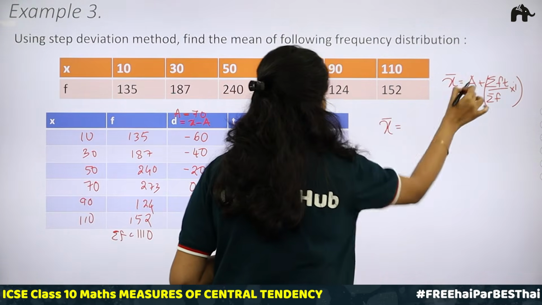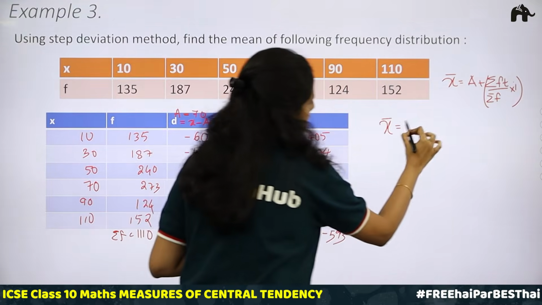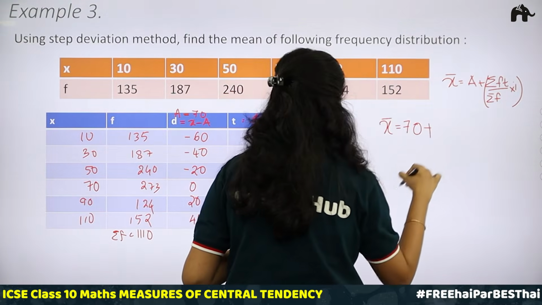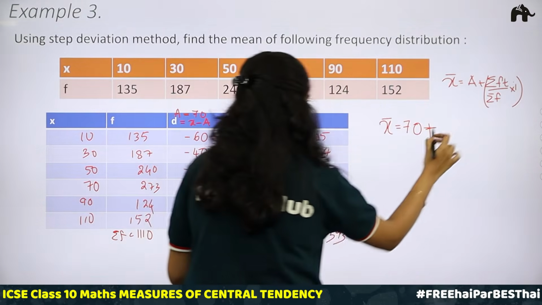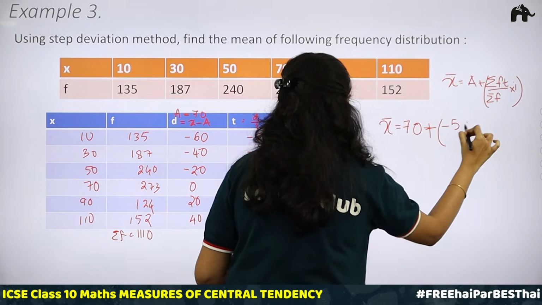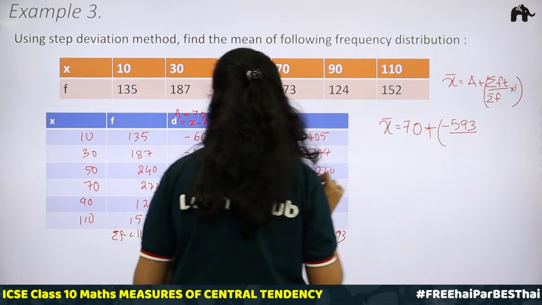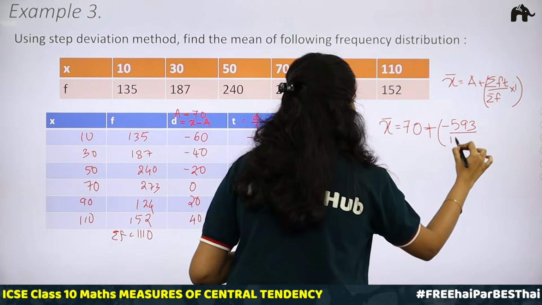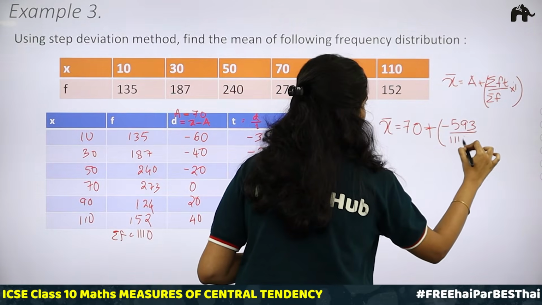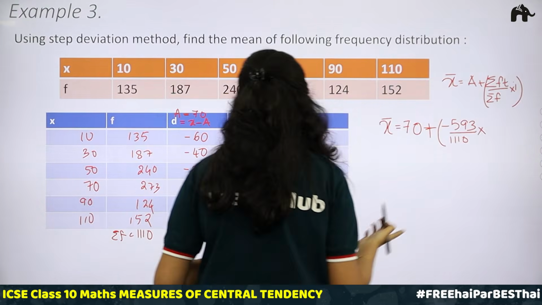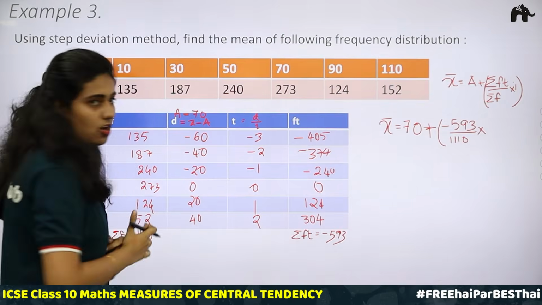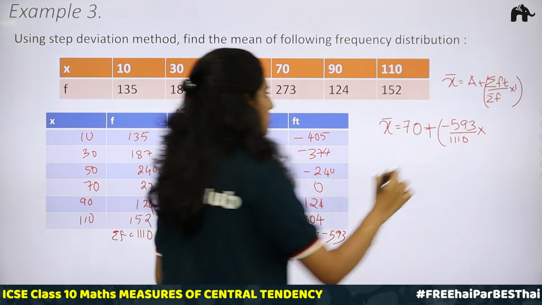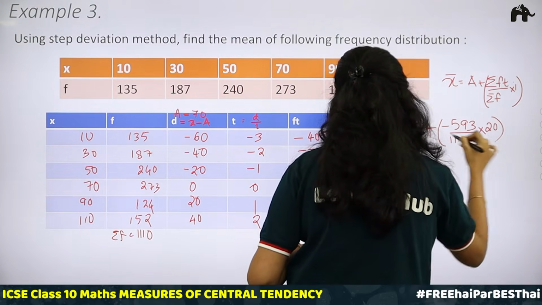Mean is equal to A. A value is equal to 70. 70 plus summation ft. Summation ft is minus 593 divided by summation f, which is 1110, into I value. What is I value? That is the number with which we have divided all these. 20 is the I value, into 20.